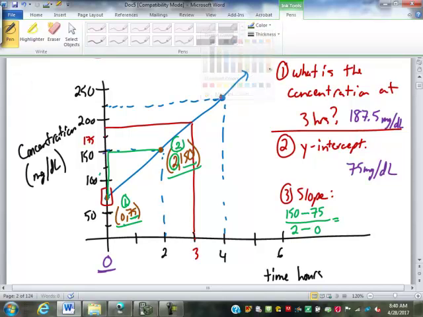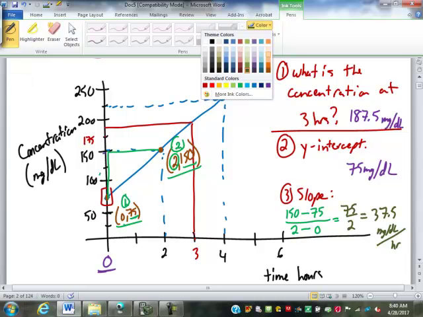So here we have 150 minus 75 is 75. 2 minus 0 is 2. 75 divided by 2 is 37.5. Those units would be milligrams per deciliter per, the run is in hours, so per hour.